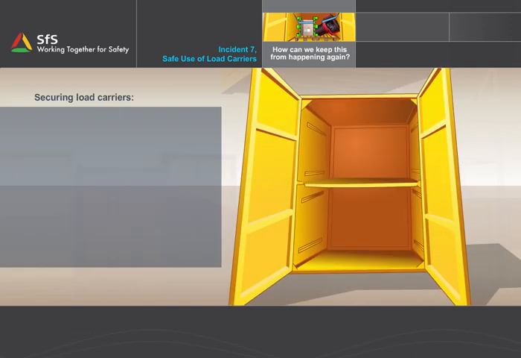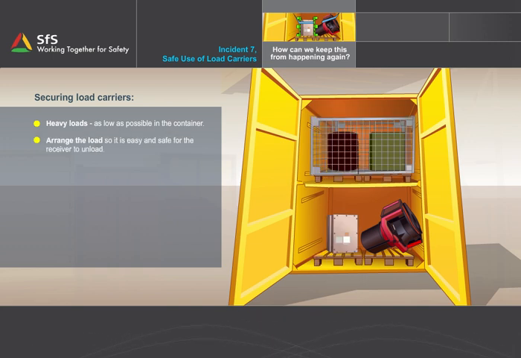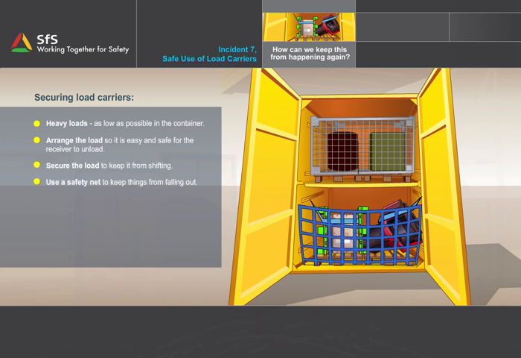Here is a summary of the most important things to remember when securing load carriers. Heavy loads should be positioned as low as possible in the container. Arrange the load so it is easy and safe for the receiver to unload. The load should be secured to keep it from shifting. Use a safety net to keep the load from falling out.